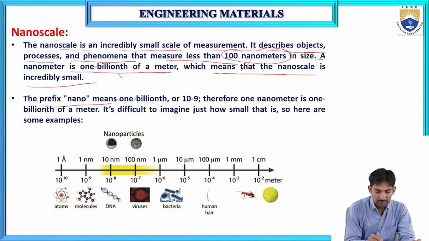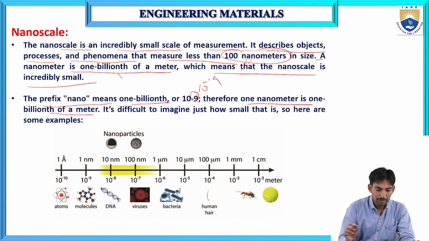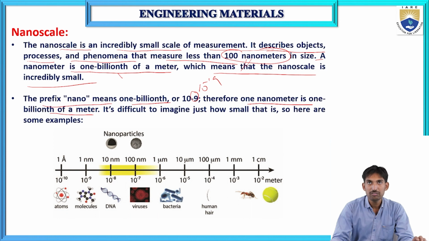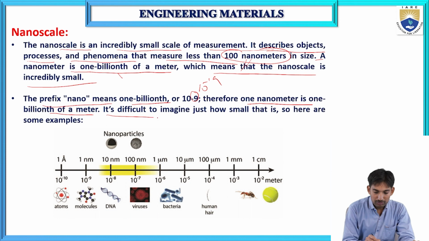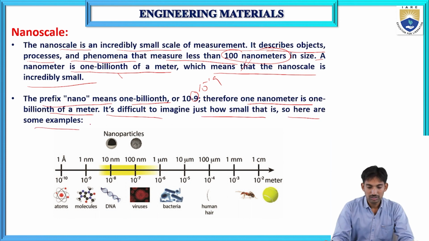The prefix nano means 1 billionth, or 10 to the power of minus 9 part of the meter. Therefore, 1 nanometer is 1 billionth of a meter, nothing but 10 to the power of minus 9 meter. It's difficult to imagine just how small that is. The nanoparticles are very small in size, so here are some examples.